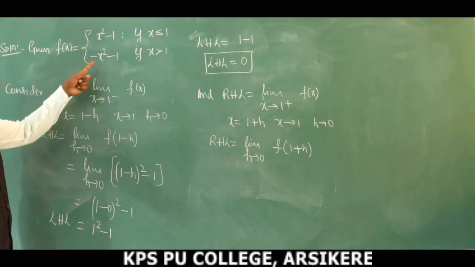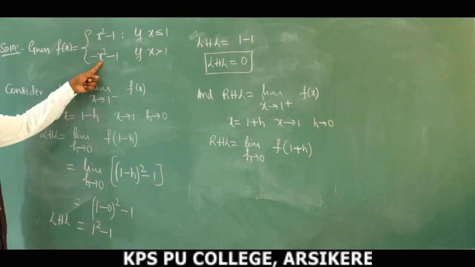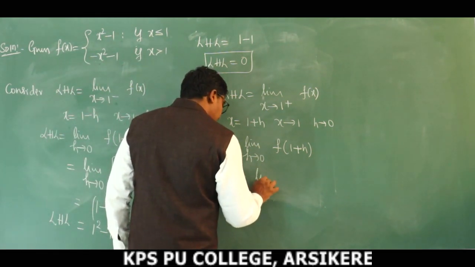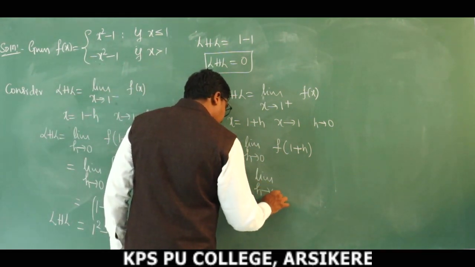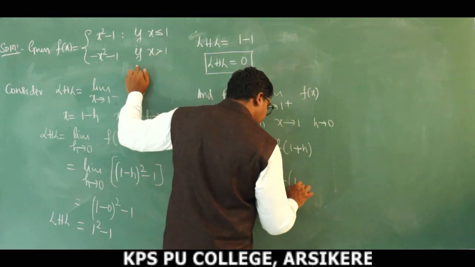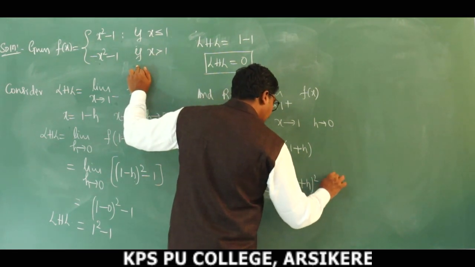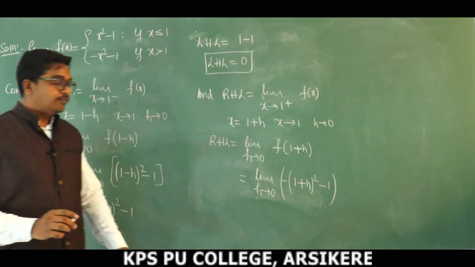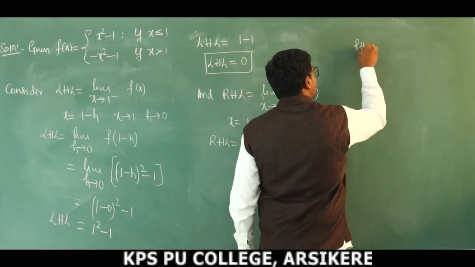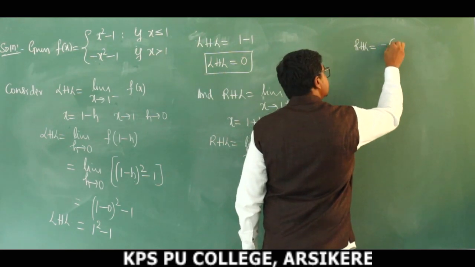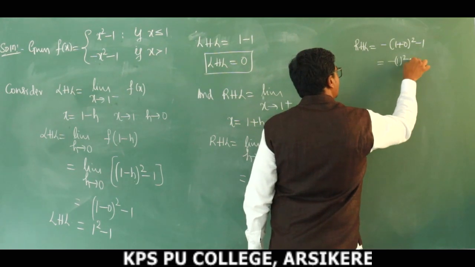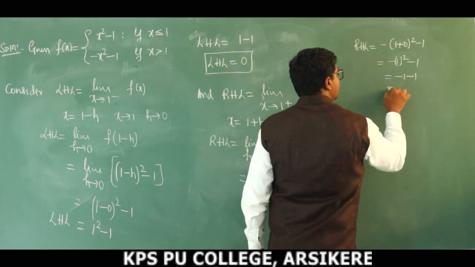Okay. What about the function then? When x is greater than 1, the function becomes minus x square minus 1. So this becomes limit as h approaches 0 of, replace x is equal to what? 1 plus h here. That becomes minus of 1 plus h whole square minus 1. Replace h is equal to 0 here. What will be left there? RHL is equal to minus of 1 plus 0 whole square minus 1. This is minus 1 whole square minus 1, minus 1 minus 1, that becomes minus 2.